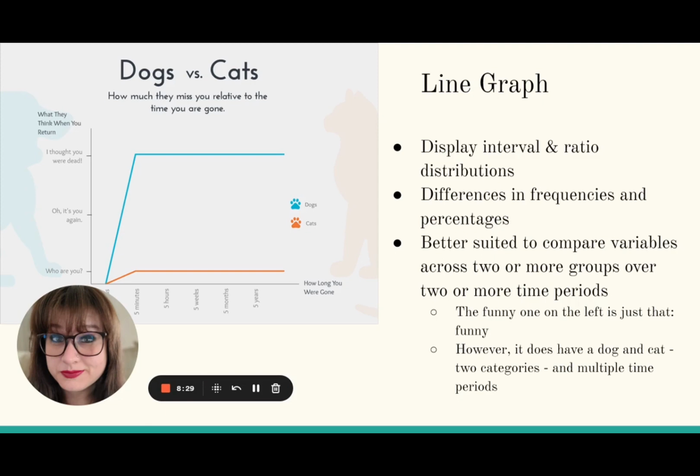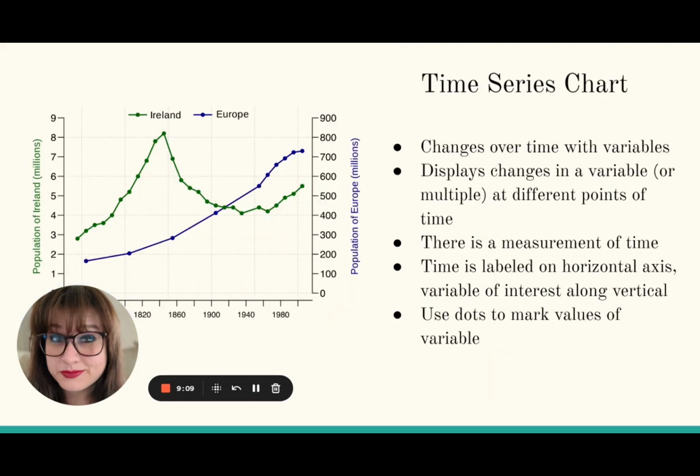So this one is a joke. It's a funny one, but it does have two groups or more over a time period. So it has the time period down here, how long you were gone, and then you have your two groups: your dogs and your cats. So it displays interval and ratio distributions because you have your time periods here. And it is better suited to compare multiple variables across a period of time. So that is something to look at as you're thinking about line graphs. That might be important for yours. Some of your variables, line graphs may be important or useful at least.